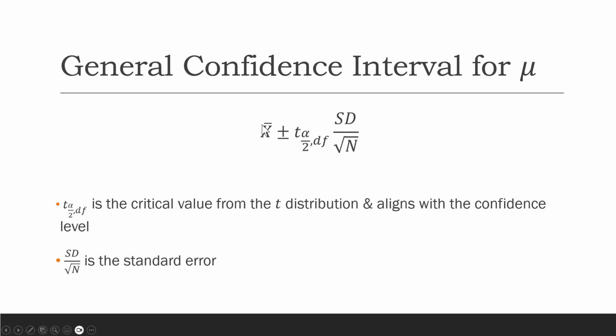So it's going to be x bar plus or minus some t critical value from our t distribution times our standard error. Remember, this was sigma over the square root of n. Well, now it's the sample standard deviation divided by the square root of n. Now, I have this stuff with this t here, our critical value t, right? Notice this is an alpha over 2.